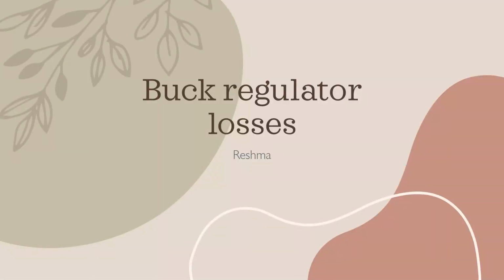A buck regulator is a DC-DC converter which converts a higher voltage potential to a lower voltage potential. It uses a switching element to ensure steady DC output of required voltage. I am Reshma, and today we will discuss the operation of a buck regulator.